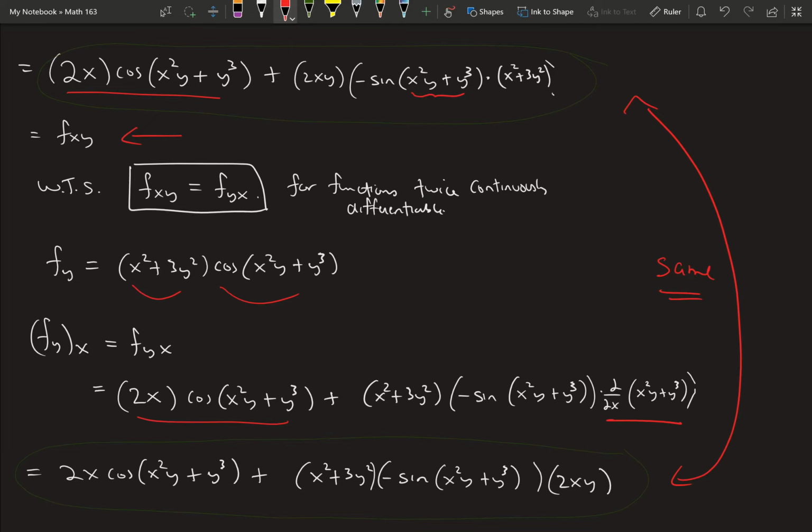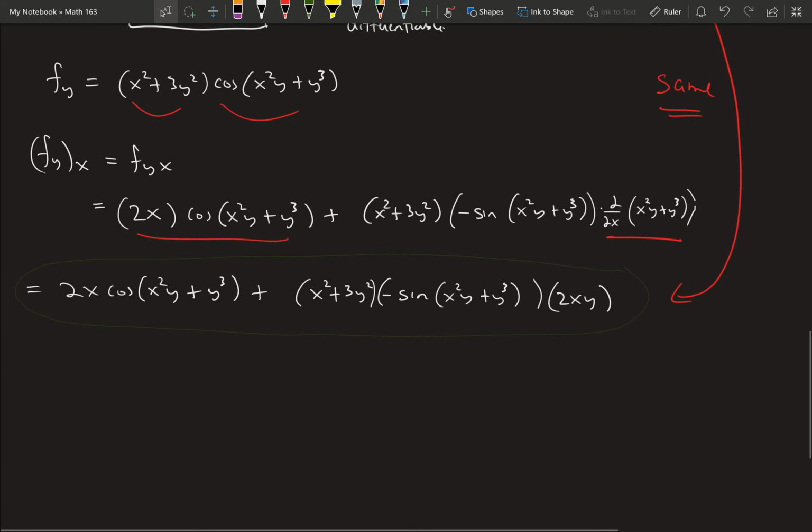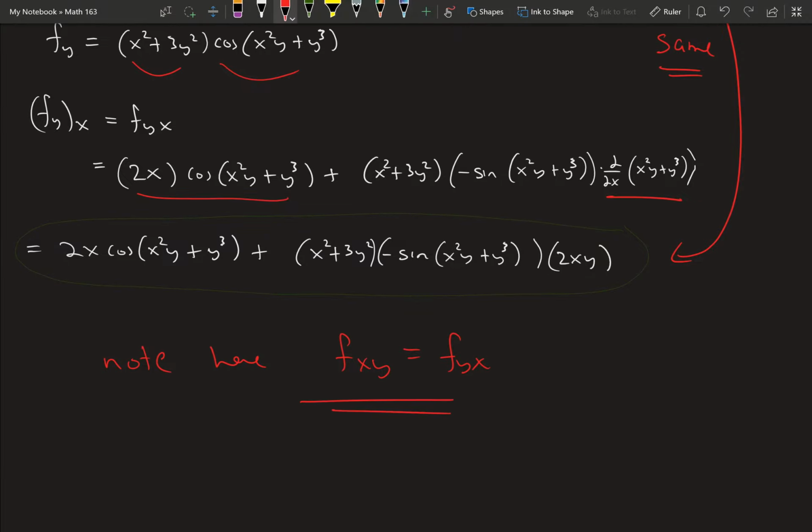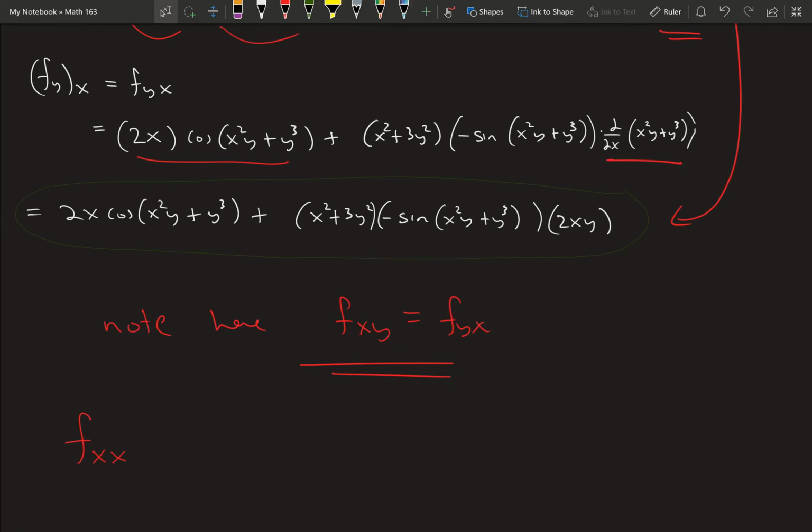And that's a general statement. So let me write that down separately again. So note here, f_xy is equal to f_yx. And that is an important fact. It's going to be the case whenever we do this. So last but not least here, let's compute. We have two more derivatives to compute, f_xx and f_yy. I'm going to do one of them and I'm going to leave one as an exercise, and then we'll move forward into the next video.